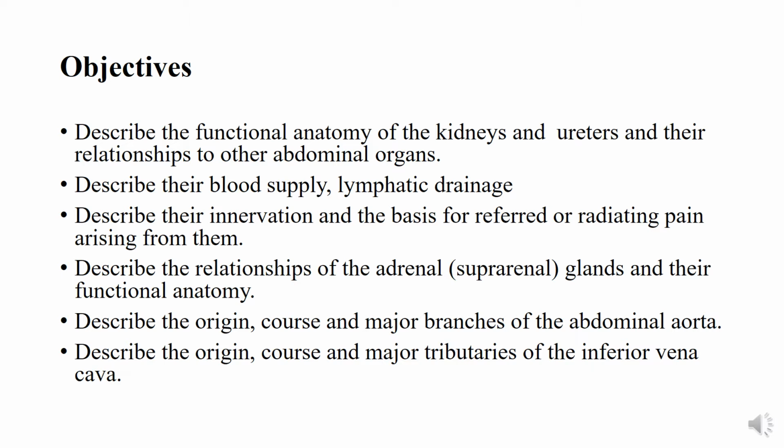And also, we will cover the blood supply and the lymphatic drainage and the innervation of these organs, I mean the kidneys and the ureters. And also, we will describe the basis for radiating or referred pain arising from the kidneys and ureters. We will talk also about the suprarenal glands and their functional anatomy. We will describe the abdominal aorta and the inferior vena cava, their origin, their course, and their major branches.